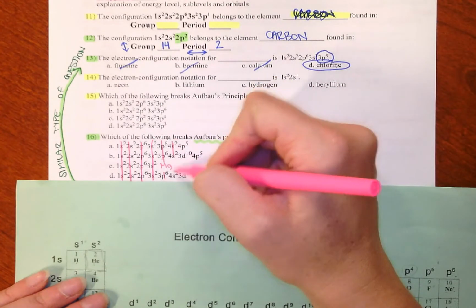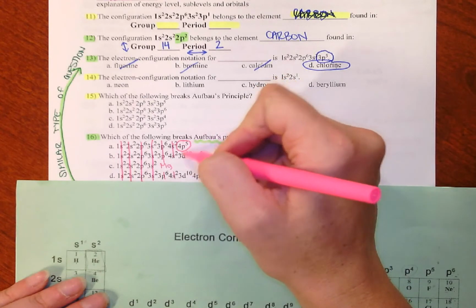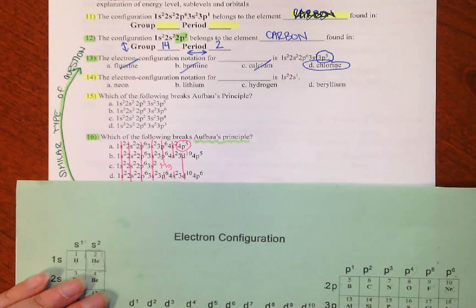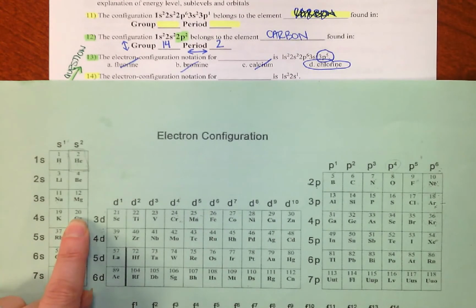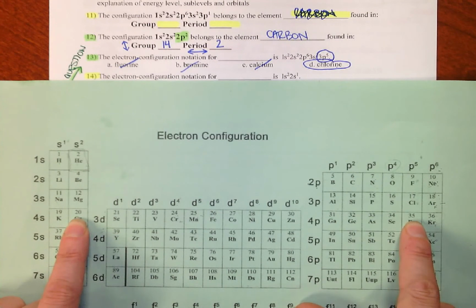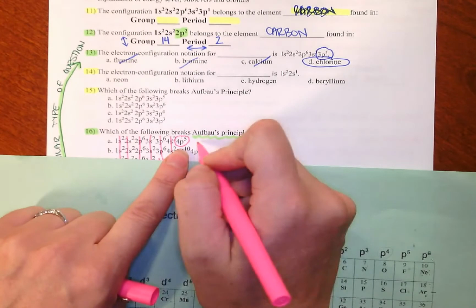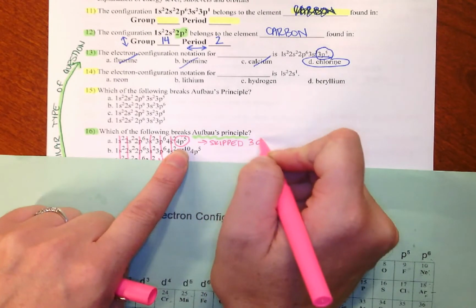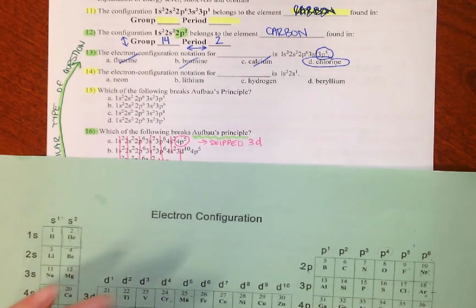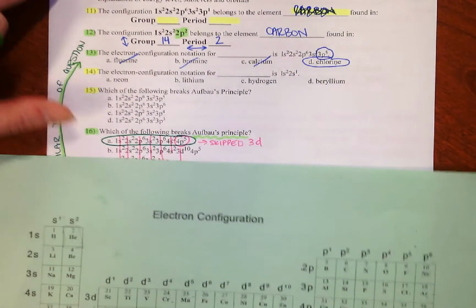They all say 4s2. And then this one says 4p5 next. Okay, I can't go from 4s2, which is 20, to 4p5, which is 31 through 35. So that one skipped all of our 3Ds. So I'd say this one skipped the 3Ds. It's breaking a rule, so this one is breaking Aufbau's principle, or this one looks incorrect.